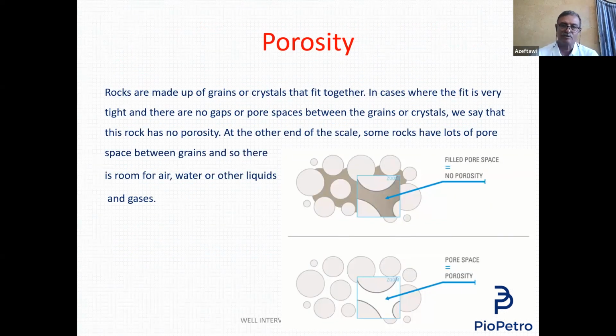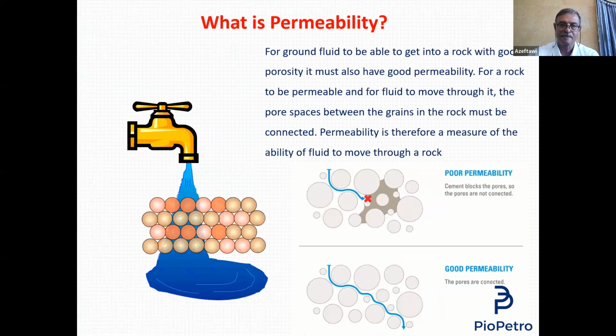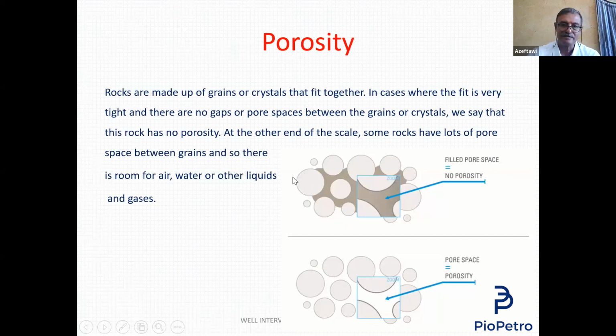I believe you guys know the porosity and permeability, but if we go through it quickly, what's porosity before we go to the hydrostatic pressure? What you see in these slides, these circles, these balls, if these are the grains, the formation grains at the bottom, these are the pore spaces between the grains. If there are no pore spaces, there is no movement of fluid through. This is the porosity.